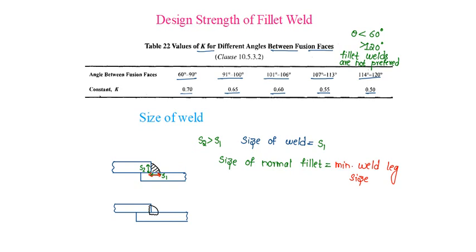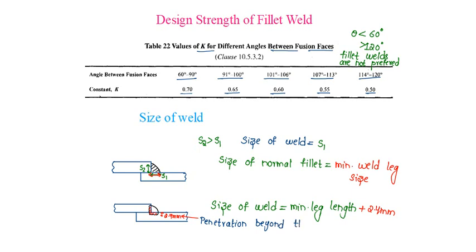Whereas in this case, little penetration is beyond the plate. Say it should be a minimum of 2.4 mm penetration. Then size of weld is minimum leg size, minimum leg length plus the 2.4 mm penetration beyond the root run. So this is penetration beyond the root run.